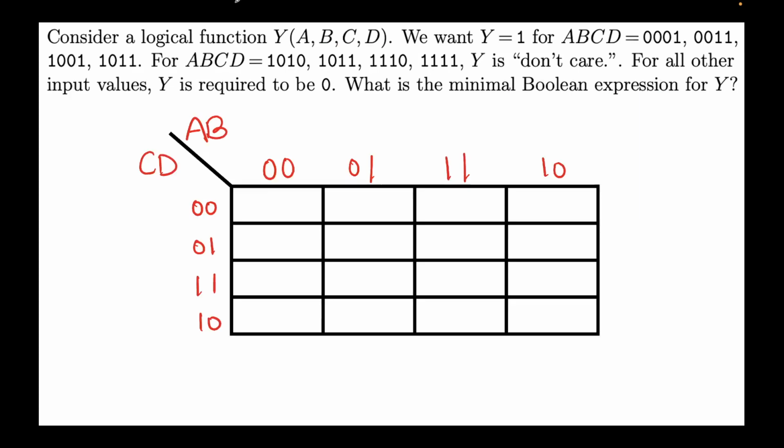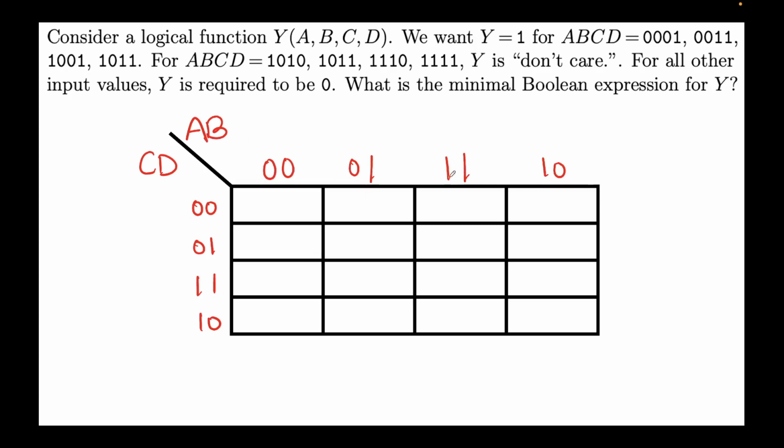Okay, so this is the problem that was given to us, the one I've repeated here. What we do is draw a K-map. First we see how many inputs there are. There are 4 inputs, so we divide them into 2 and 2. The first two go over here and the second two go over here. So AB values are 00, 01, 11, and 10.